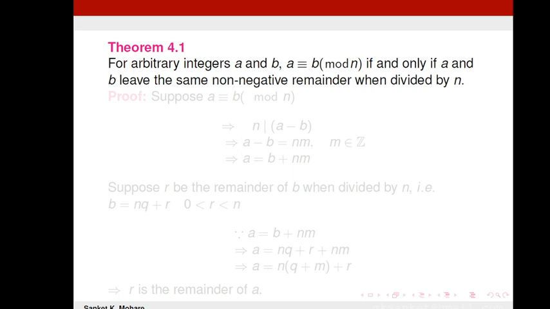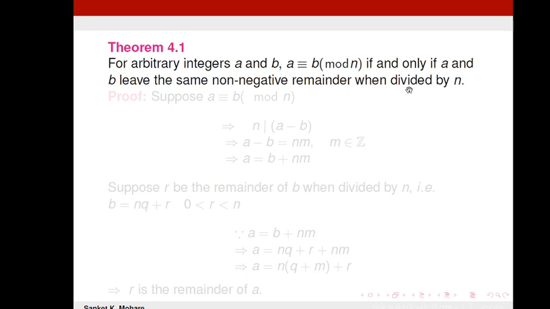For arbitrary integers a and b, a is congruent to b modulo n if and only if a and b leave the same non-negative remainder when divided by n. So this statement states, for any arbitrary integers a and b, a is congruent to b modulo n if and only if a and b leave the same non-negative remainder when divided by n.